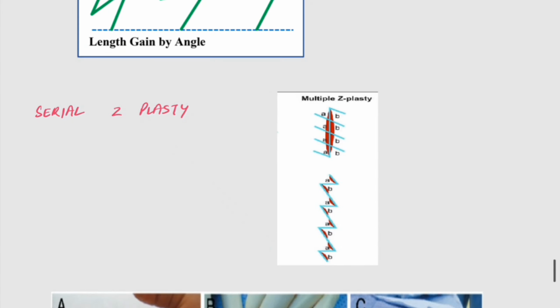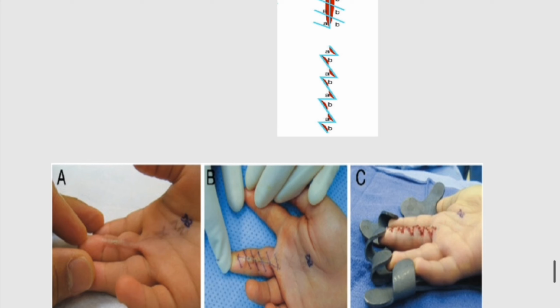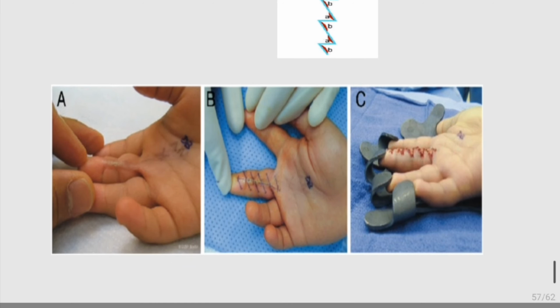Now coming to the serial Z-Plasties. Serial Z-Plasty is done when there is a very large scar and there is no lateral space for dissection and raising of the flap. So here we divide the scar into multiple small Z's and do the Z-Plasty. For example, in contracture of finger, there is not much space laterally to raise a large Z. So here this is the scar.